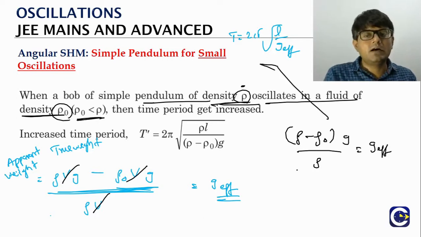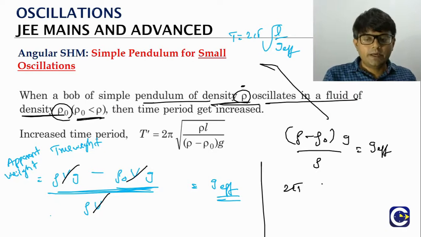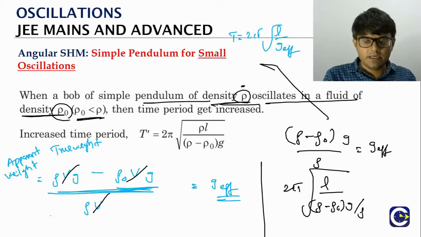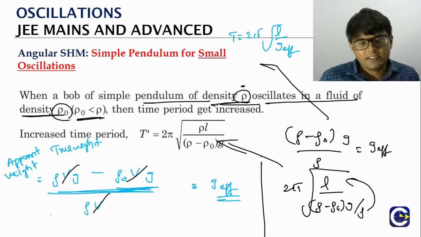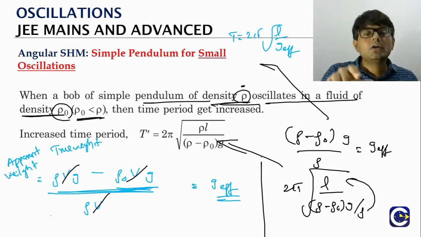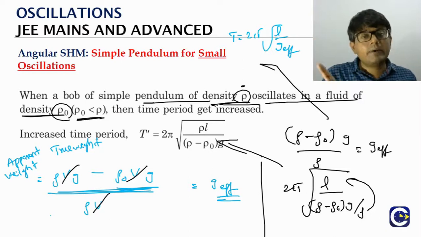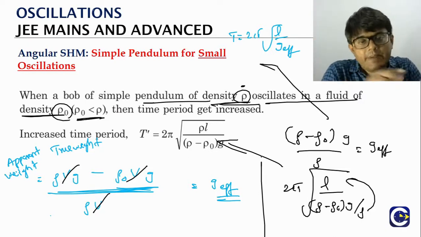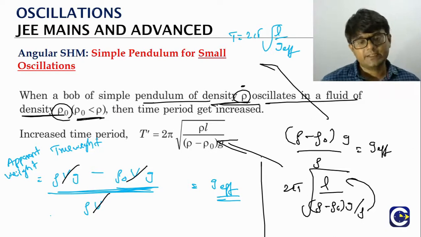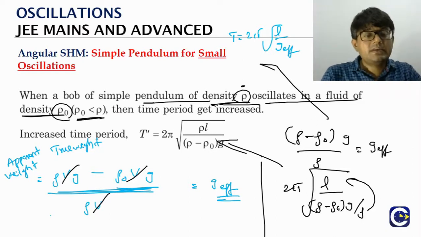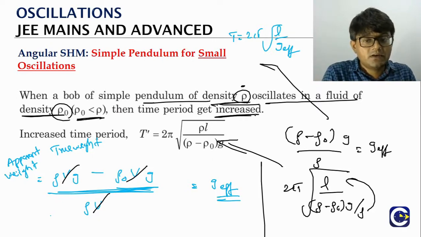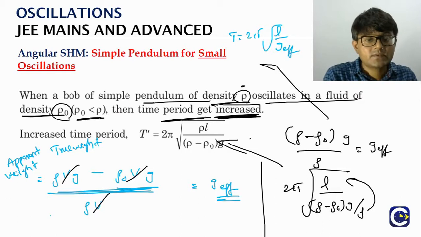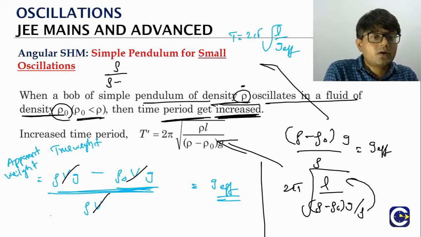Just substitute this in the formula. What we'll get is 2 pi root L by g effective, which means (rho minus rho naught) into g by rho. This rho will go to the numerator. So finally, the result we are going to get, and maybe we can remember this result, is 2 pi root rho into L by (rho minus rho naught). Here rho is the density of the pendulum bob material. Rho naught is the density of the fluid that is outside. Why are we saying the period is going to get increased? Because look at it, this is rho by rho minus rho naught.